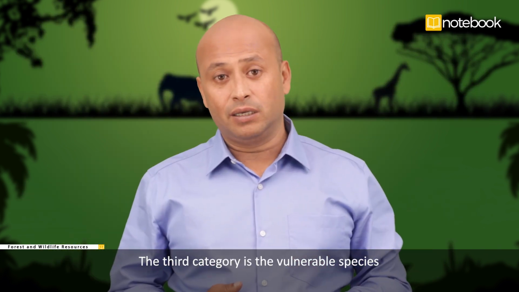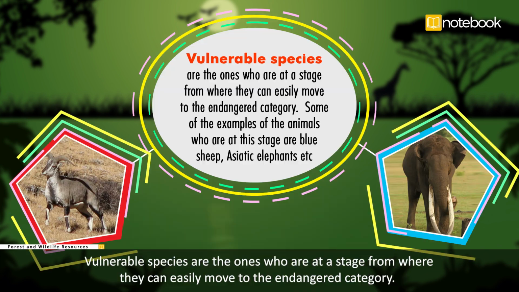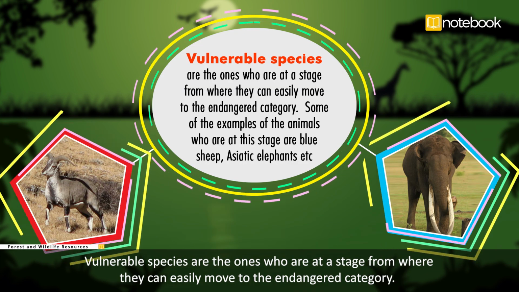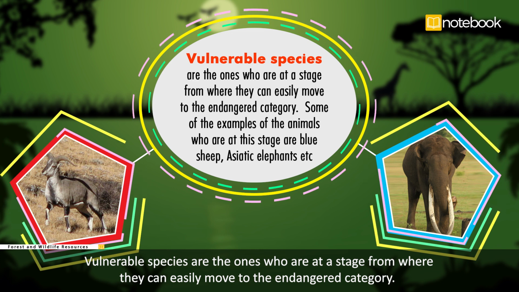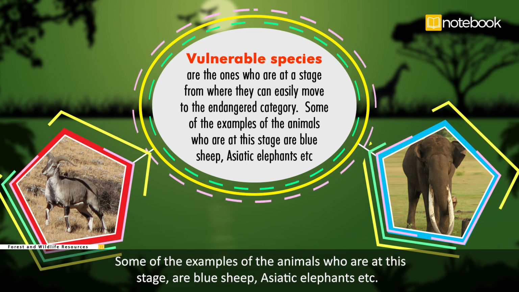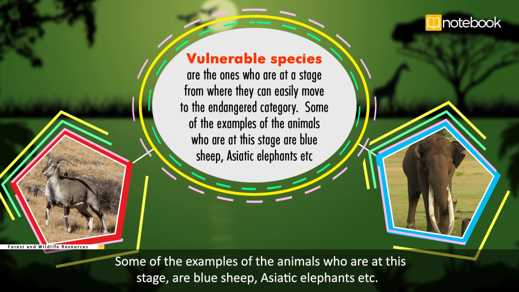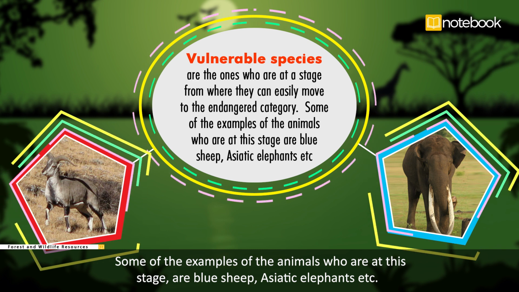The third category is the vulnerable species. Vulnerable species are the ones who are at a stage from where they can easily move to the endangered category. Some of the examples of the animals who are at this stage are blue sheep, Asiatic elephants, etc.